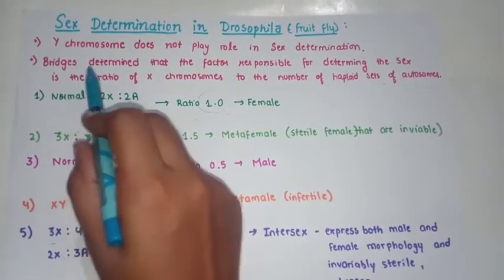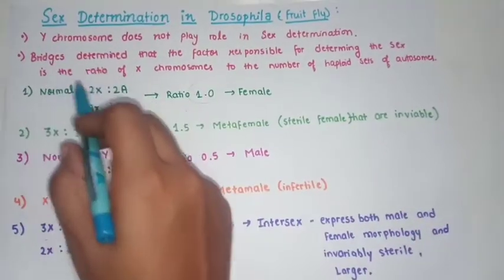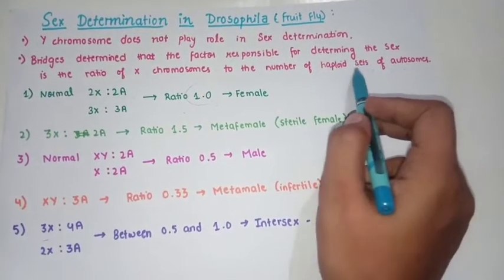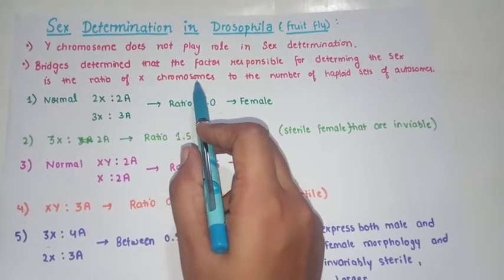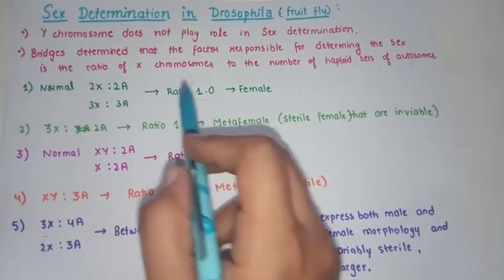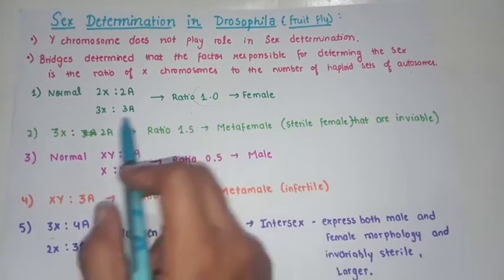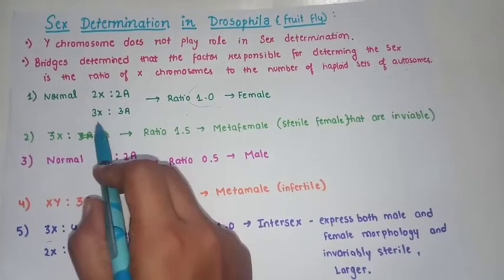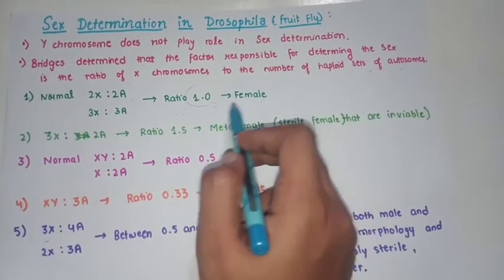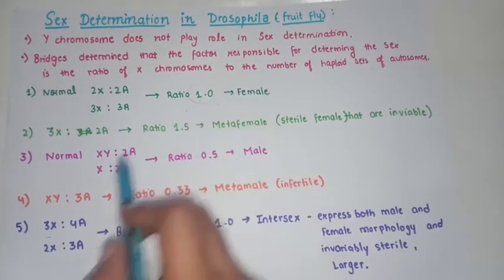So Bridges determined that the factor responsible for determining the sex is the ratio of X chromosomes to the number of haploid sets of autosomes. So the ratio of X chromosome to the haploid set of autosomes determines the sex. So when the ratio is 1, it is a female, just like 2X ratio 2A and 3X ratio 3A. Here the ratio is 1, so here will be a female. It is a ratio of X chromosomes to the number of autosomes.